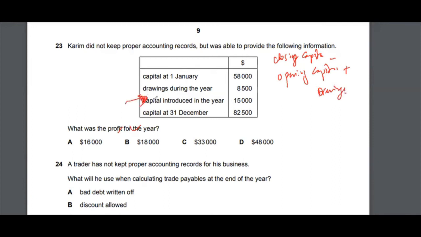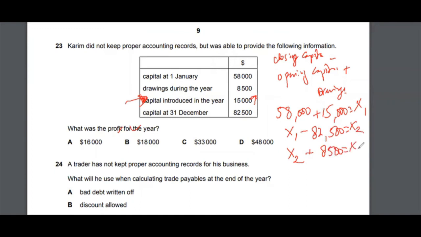So capital introduced during the year is only going to increase the capital. So let's follow this logic. Let's follow this formula. So 58,000 plus 15,000, that will give you some number. Let's call that X1. So X1 minus 82,500 will give you some number called X2. And then X2 plus 8,500 will give you some number X3, and that is your profit. So X3 is actually going to be your profit.